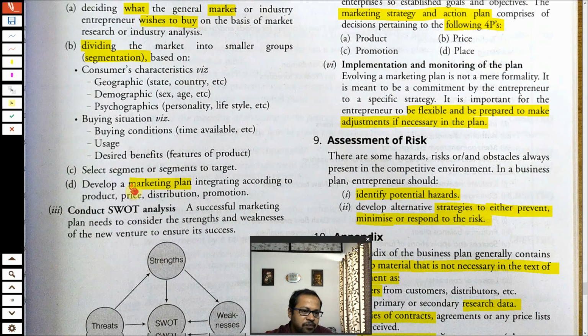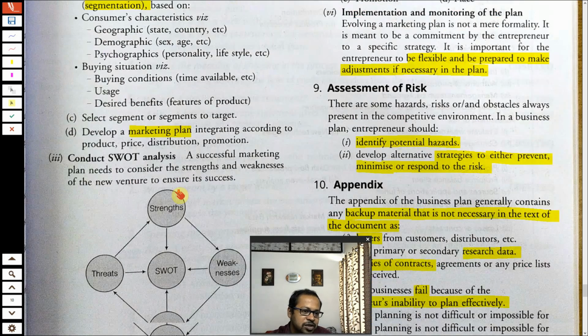Then you can select any specific segment or segments to target. It's not necessary that you target all these segments. So based on your convenience you can target one or more of this segmentation, and then you can develop a marketing plan according to product, price, promotion and distribution.